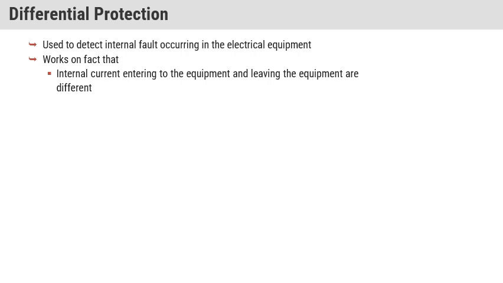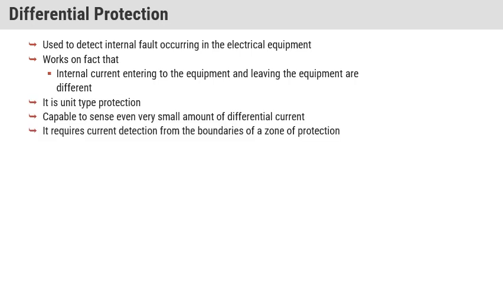So differential protection is used to detect internal faults occurring in electrical equipment. It works on the fact that the current entering the equipment and the current leaving the equipment are different. It is a unit type protection, capable of sensing even a very small amount of differential current, and it requires current detection from the boundaries of the zone of protection.